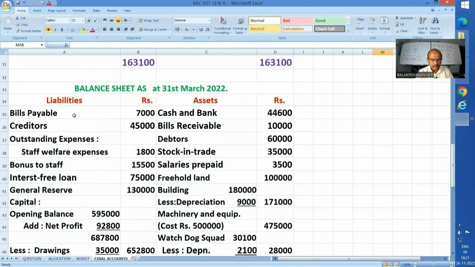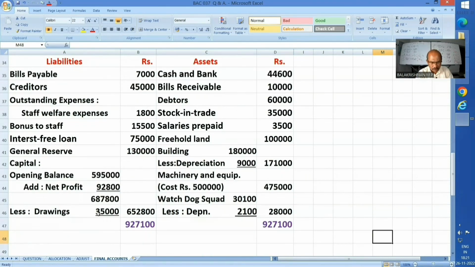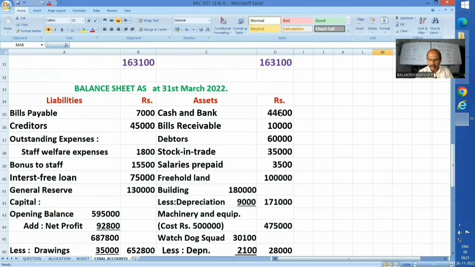Balance sheet. Bills payable as it is, creditors as it is, outstanding expenses, staff welfare expenses explained already, bonus to staff already explained, 18,000 minus 2,500, whatever is reflected in the trial balance, reduced. I already explained. Interest-free loan explained. General reserve as it is. Capital we had at opening, we added the net profit and less drawings. This is the latest capital. Cash and bank already explained how the figure changed and we arrived at 44,600.